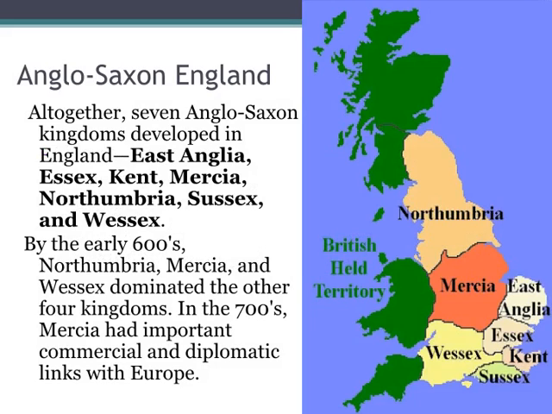Anglo-Saxon England. Altogether, 7 Anglo-Saxon kingdoms developed in England: East Anglia, Essex, Kent, Mercia, Northumbria, Sussex, and Wessex. By the early 600s, Northumbria, Mercia, and Wessex dominated the other four kingdoms. In the 700s, Mercia had important commercial and diplomatic links with Europe.